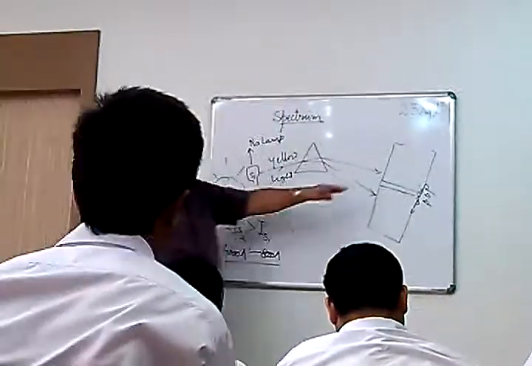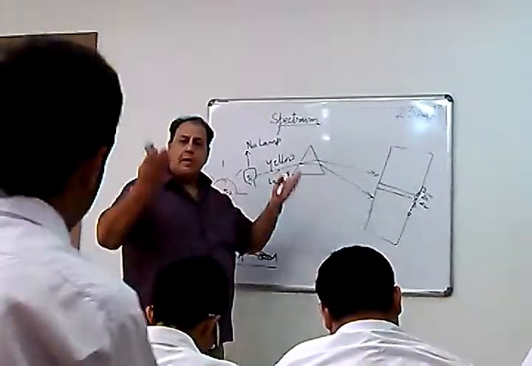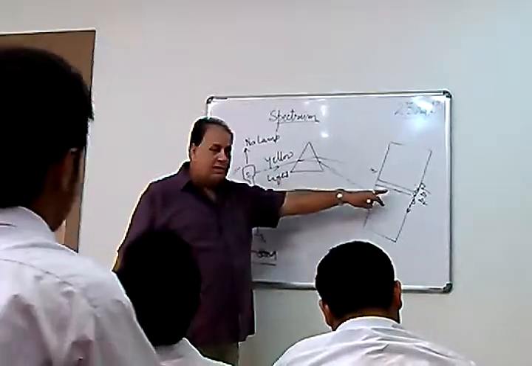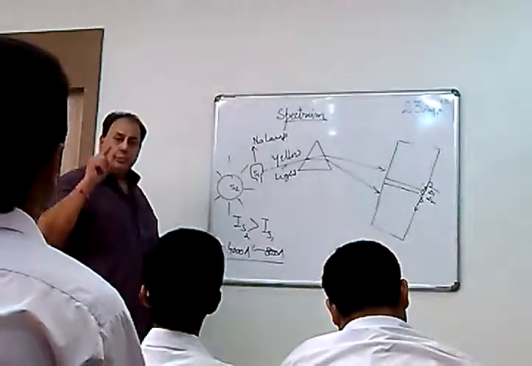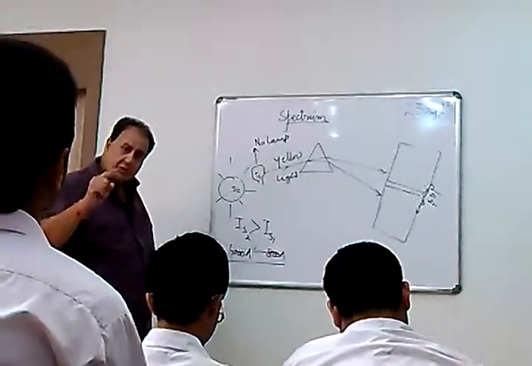In place of that, the spectrum becomes more bright, more bright, more bright. But in place of D1 and D2, you find dark lines. Dark lines is called line absorption spectrum.